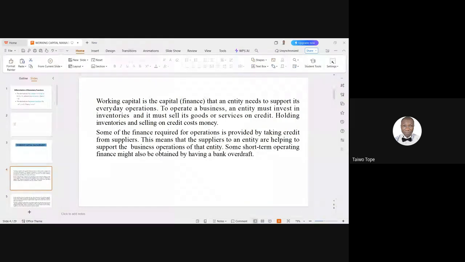In talking about working capital management, there is what we call management of the working capital cycle. When we talk about the working capital cycle, what are we referring to?